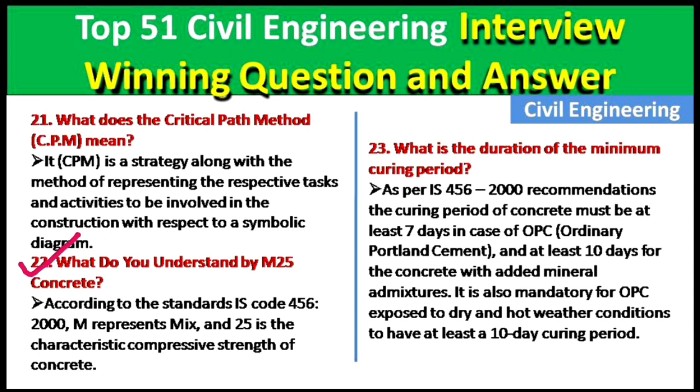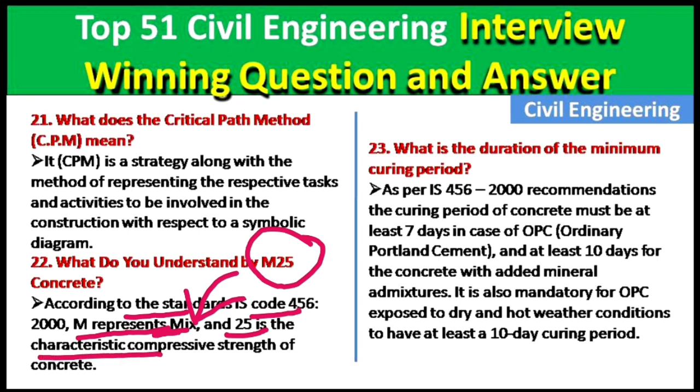Okay, so point number 22 is a question most asked in the interview: what do you mean by M25? According to the standard IS code 456:2000, M represents the mix, it means the mix of cement, sand and aggregate, and 25 is the characteristic compressive strength of the concrete.